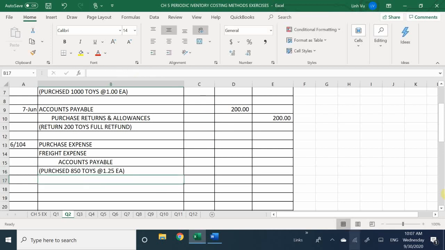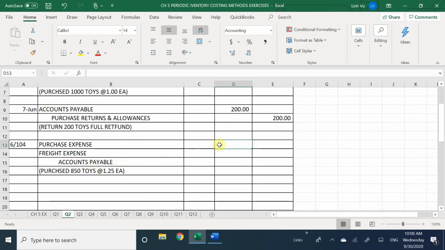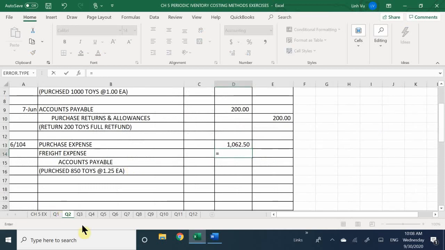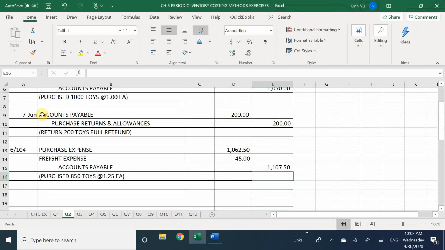$1.25 each. Okay, so here we were given that by looking at the calculations here, it should have been 1062.50 plus 45 makes it 1107.50. All right. So what I'm going to do is actually cell reference this to the 1062.50, and this is going to be 45, and this is going to be the total of these two items, giving me a total of 1107.50. Okay, so there, my journal has been completed.